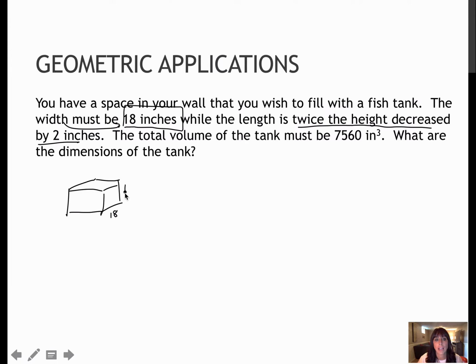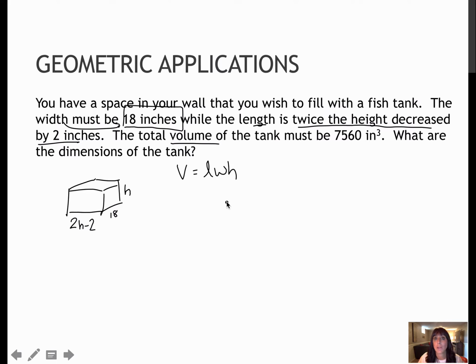So I'm going to let h equal the height. And since the length is twice the height decreased by 2, I'm going to call the length 2h minus 2. So if the height was h, then I would double it and then decrease it by 2 to find the length. We're talking about total volume here, and we know that the volume would be length times width times height.